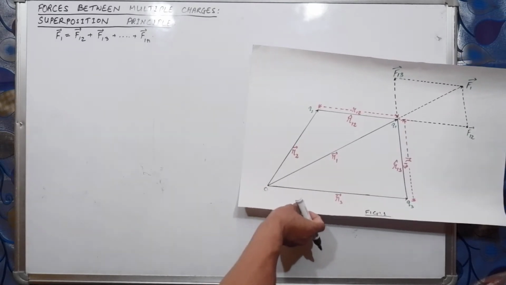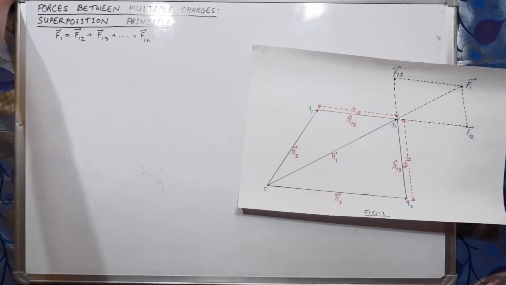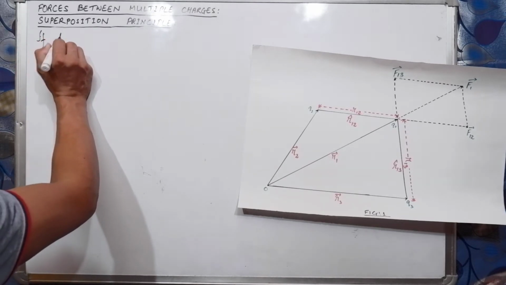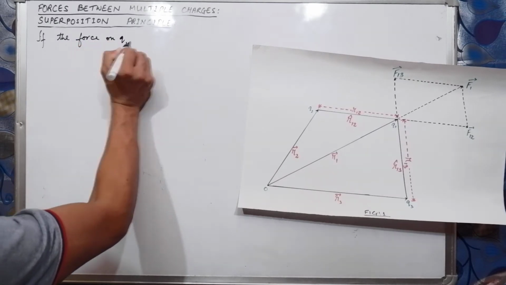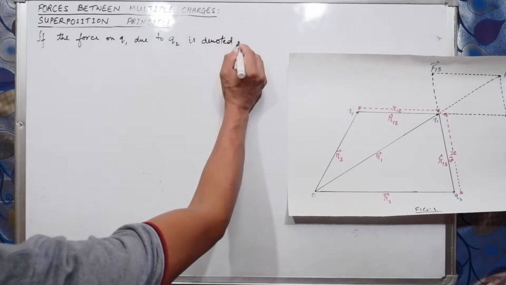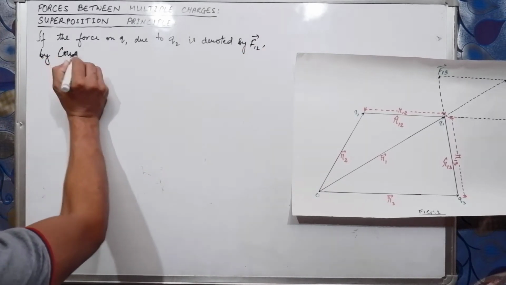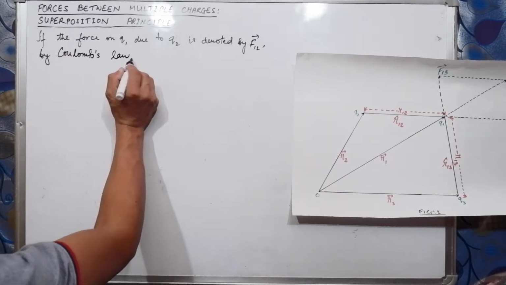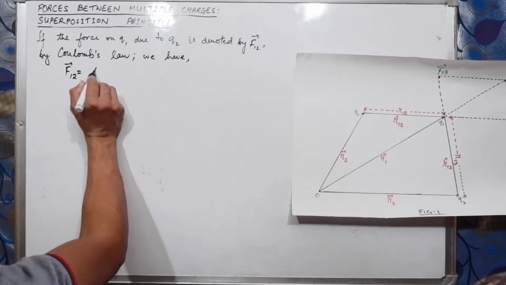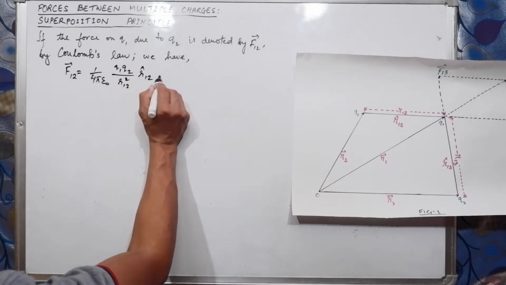So let us write it. If the force on Q1 due to Q2 is denoted by F12, then by Coulomb's law, we have F12 equal to 1 by 4 pi epsilon naught Q1 Q2 by R12 square R12 cap. Name this as equation number 1.